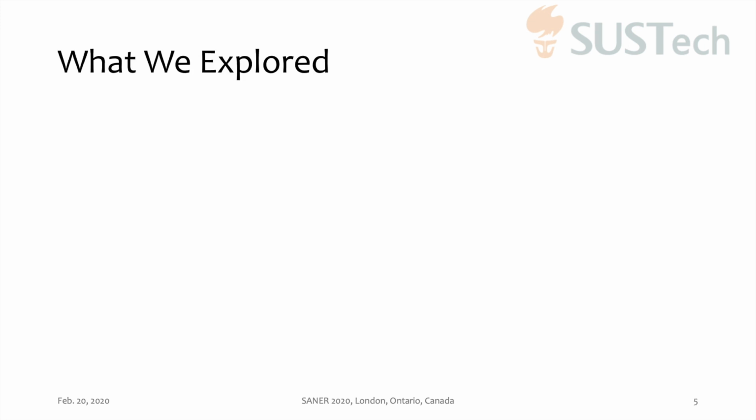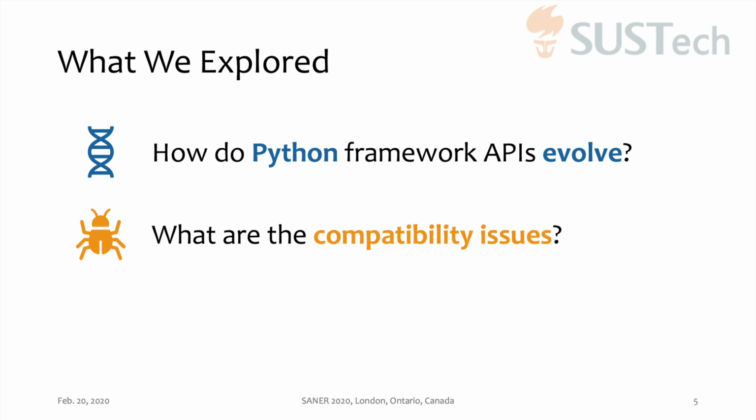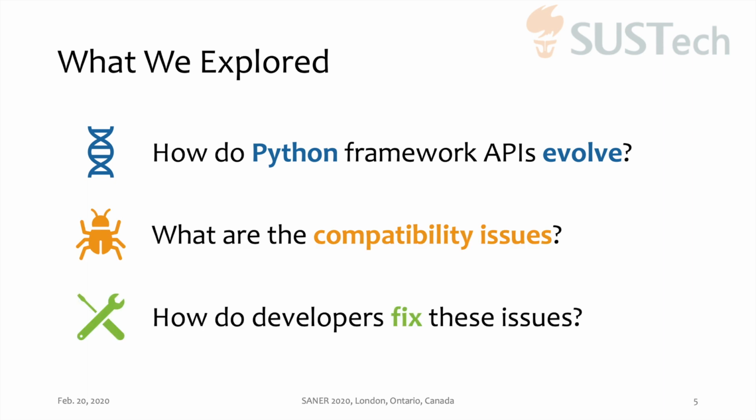So, in this paper, we aim to answer these questions. How do Python framework APIs evolve? Are they different from that in Java? What are the compatibility issues? And how do developers fix these issues?